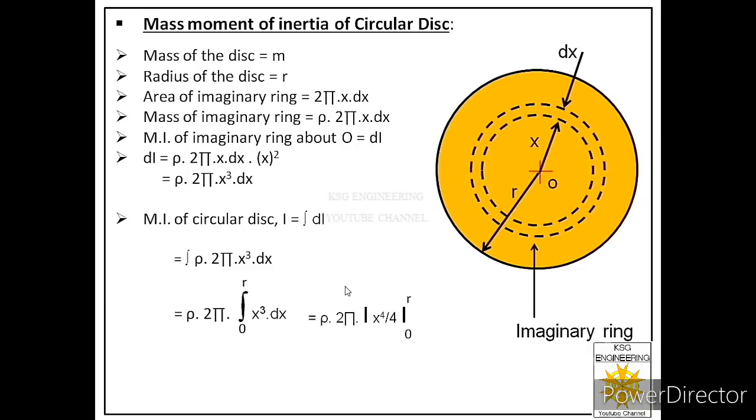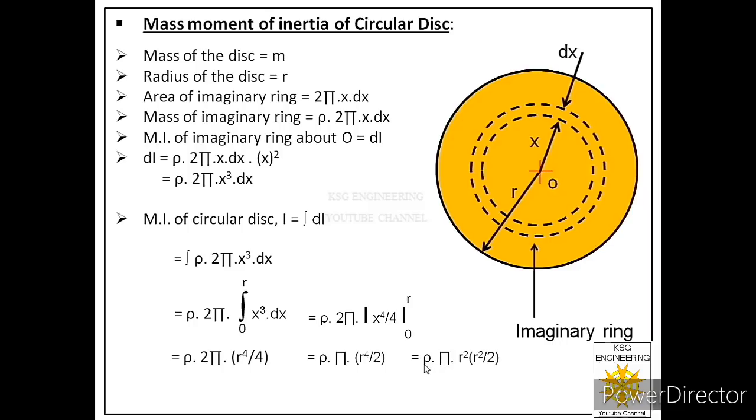When we integrate it, we will get its value as x^4 by 4, and we know that we have to apply limits 0 to r. So let us apply the limits. We'll get the final result over here as rho 2 pi r^4 by 4, and this will further reduce to rho pi r^4 by 2. After that, we can write this further as rho pi r square, taking r square outside, into r square by 2.